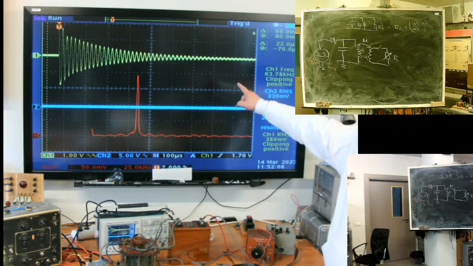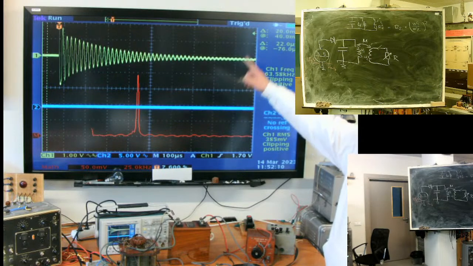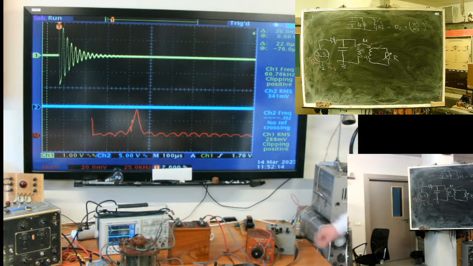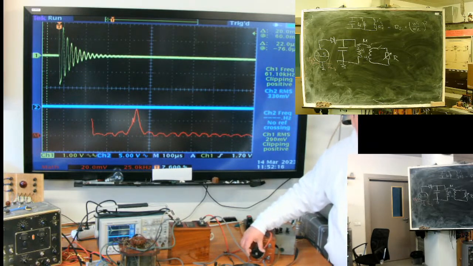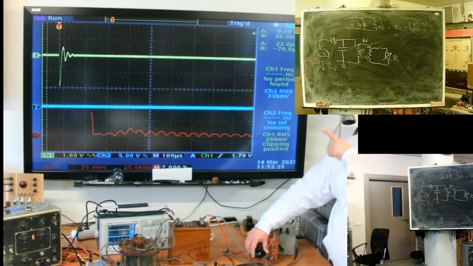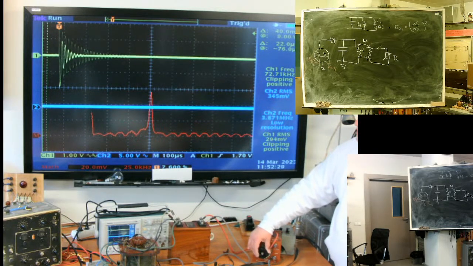Here we see an oscillation without any problem. But what will happen with resistance decrease? I'm decreasing resistance. More decrement, more, because I introduce more losses. And in some moment, you see what happened?